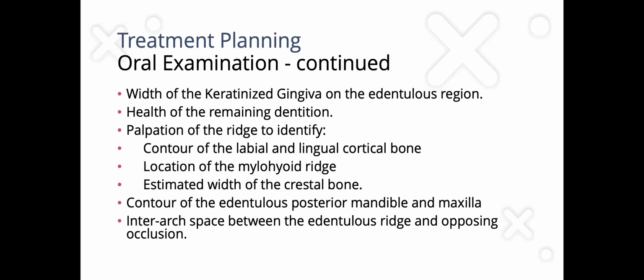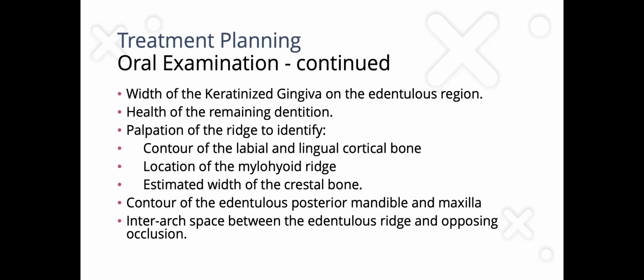Palpation of the ridge: you're going to do this to identify the contour of the labial and the lingual cortical bone. And you're going to be looking at that even as you're placing your implant, constantly palpating. And then the location of the mylohyoid ridge, the estimated width of the crestal bone, you're going to be looking at all of that. And then the contour of the edentulous posterior mandible and the maxilla.